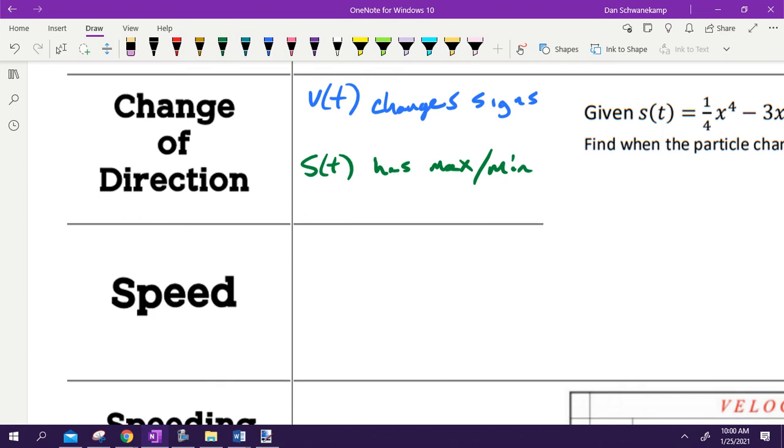What about speed? What am I looking for if I want to know the speed of an object? Remember, in your car, it's called a speedometer, not a velocityometer.